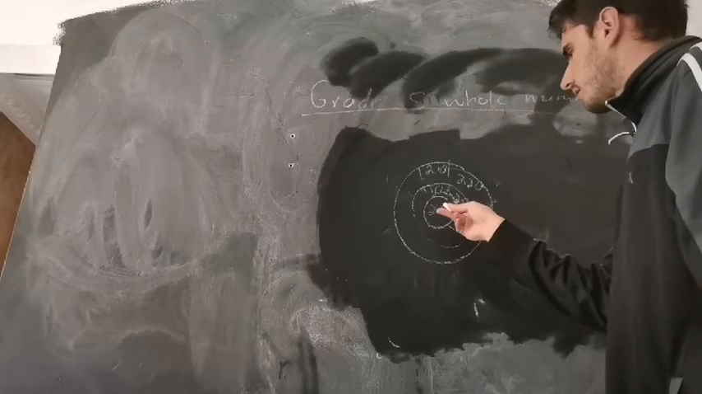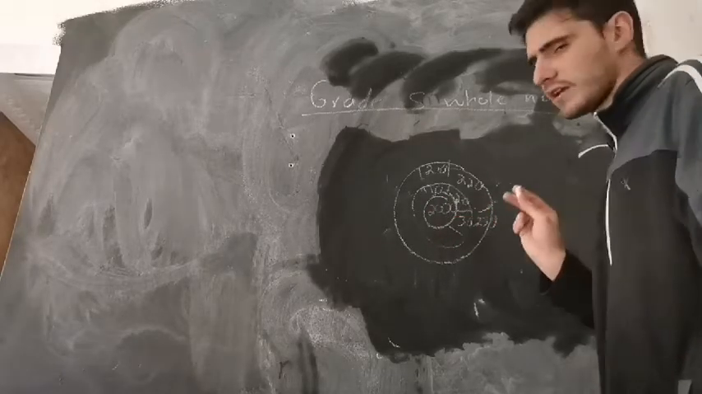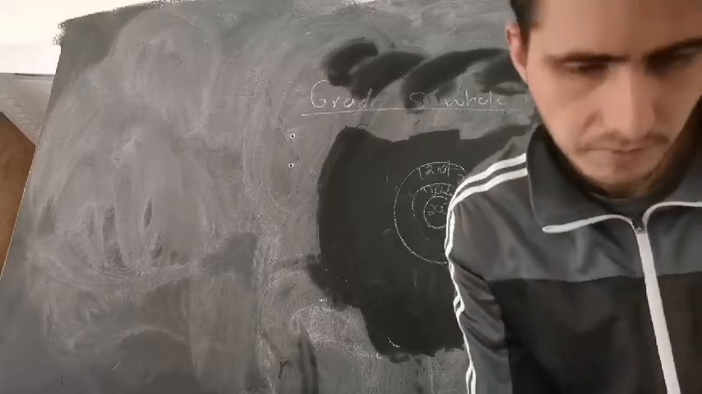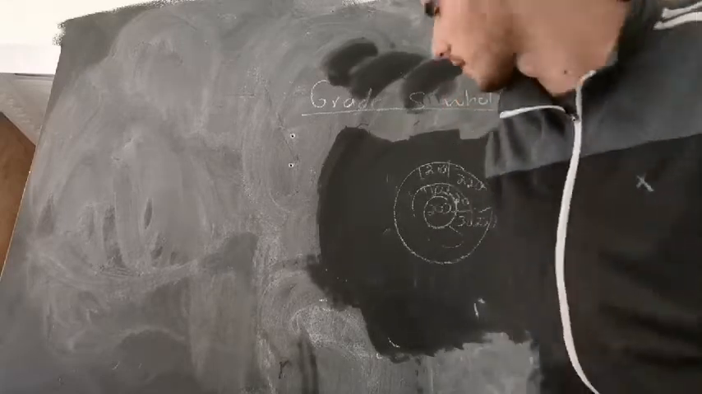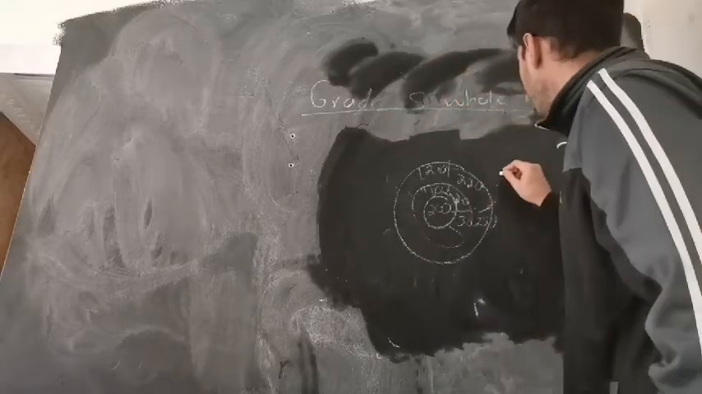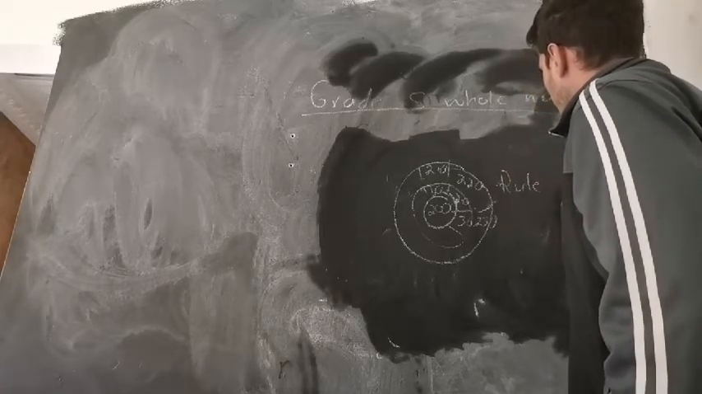Okay, minusing will work the same way as this, except when you're minusing, you're subtracting the number here from that number, okay? From the number in the middle. And then remember, our rule is add.